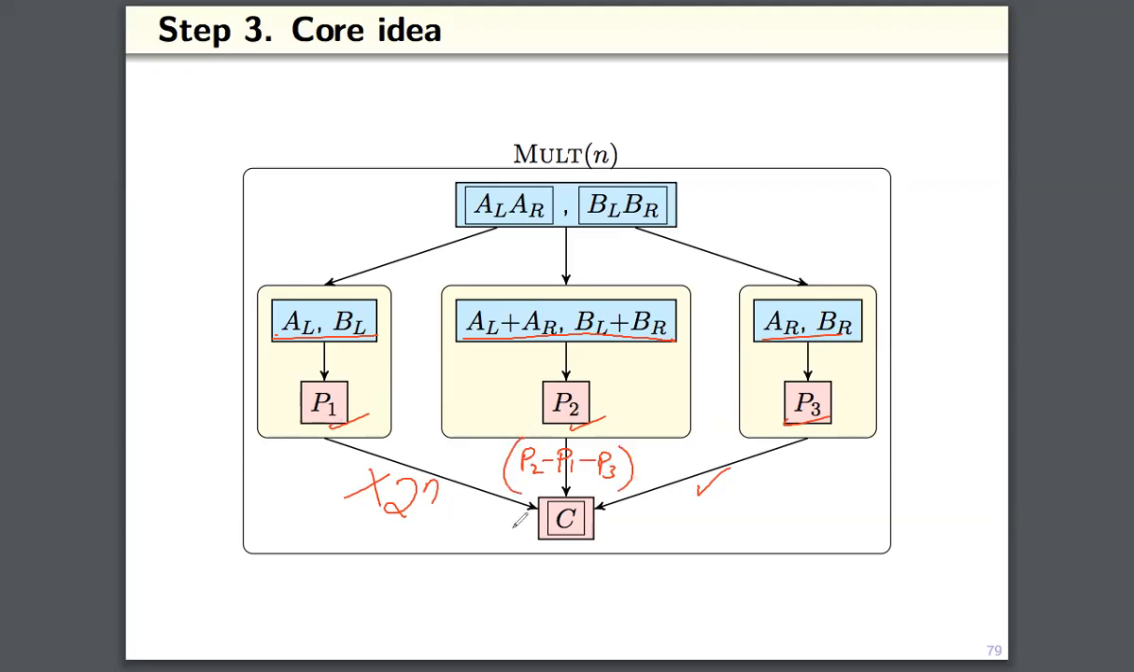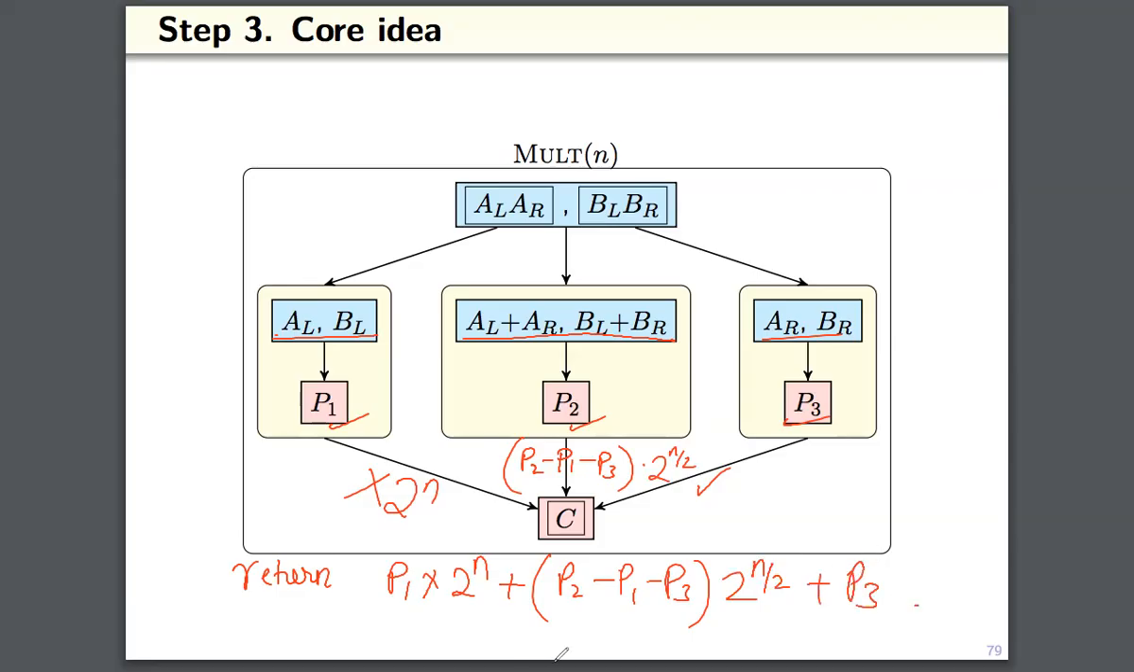So finally, how do we combine? We return P1 times 2 power n plus (P2 minus P1 minus P3) times 2 power n by 2 plus P3. Right? This is the combine step. Make sense?